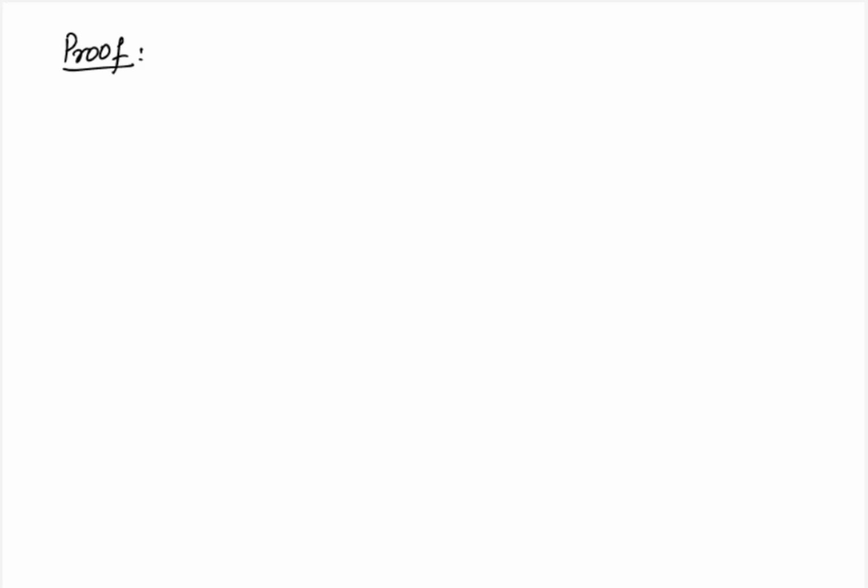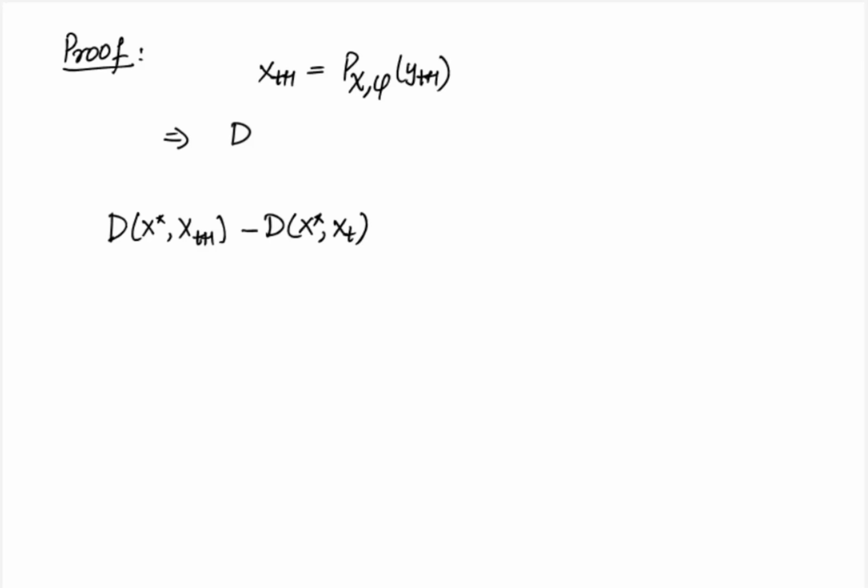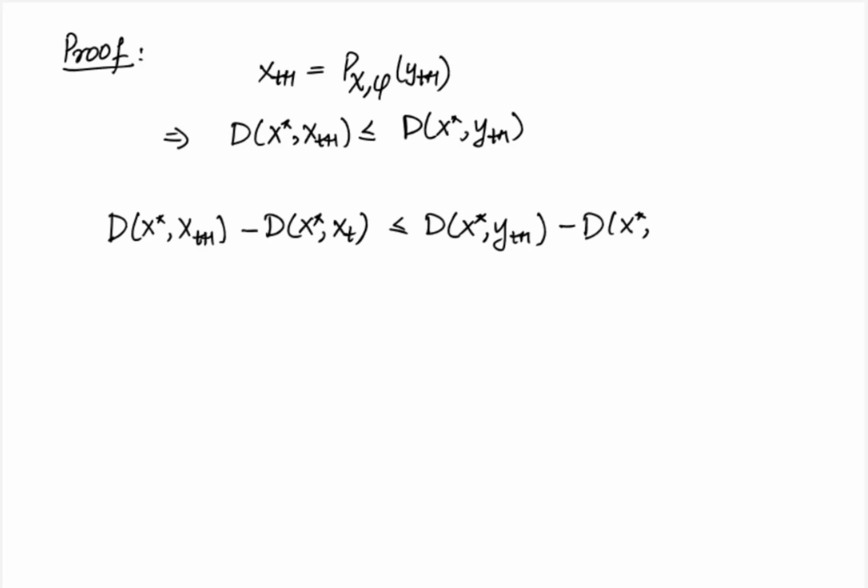So unlike the subgradient method, here we need to bound D_phi of x star comma x_{t+1} minus D_phi of x star comma x_t, so that a telescopic sum can be carried out. Now, since x_{t+1} is equal to P_X^phi of y_{t+1}, the quasi non-expansiveness property says that D_phi of x star comma x_{t+1} is less than or equal to D_phi of x star comma y_{t+1}. So substituting this, we obtain that D_phi of x star comma x_{t+1} minus D_phi of x star comma x_t is less than or equal to D_phi of x star comma y_{t+1} minus D_phi of x star comma x_t.